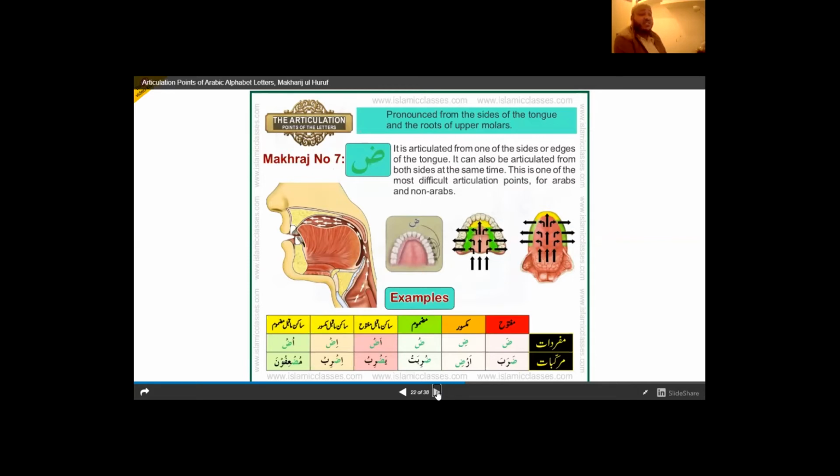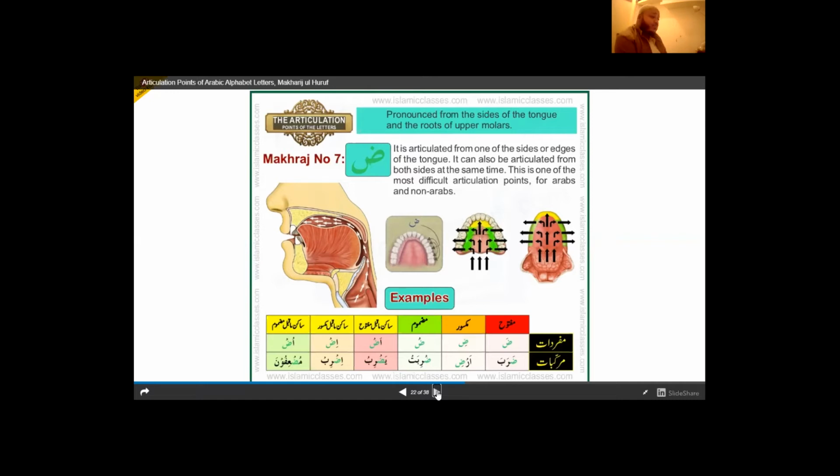I didn't say this. You didn't say it. My teacher didn't say it. The Prophet ﷺ said it. The Prophet ﷺ said the hardest letter to pronounce in the Arabic alphabet is the letter Dad.